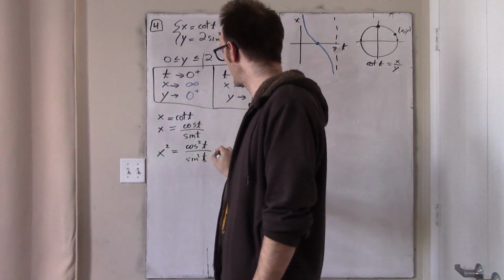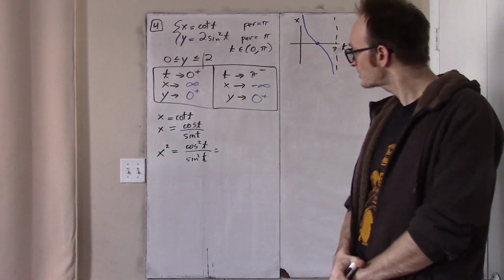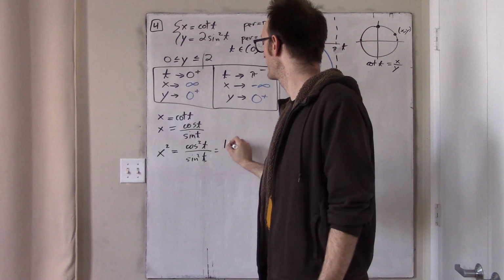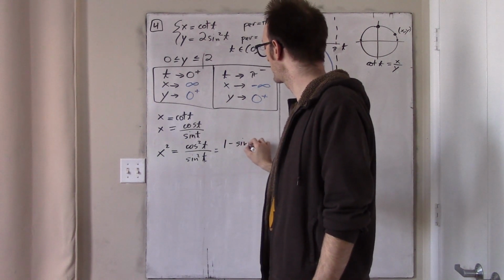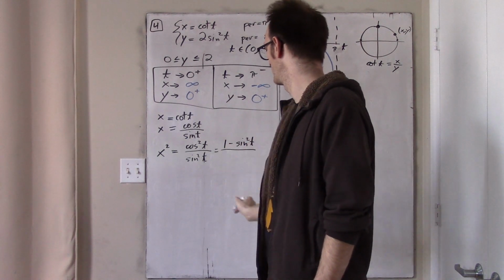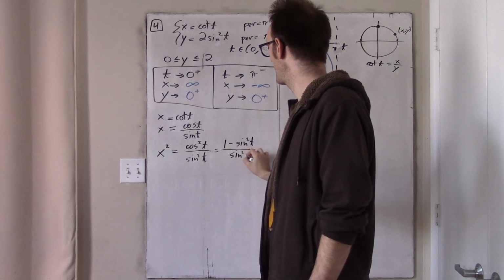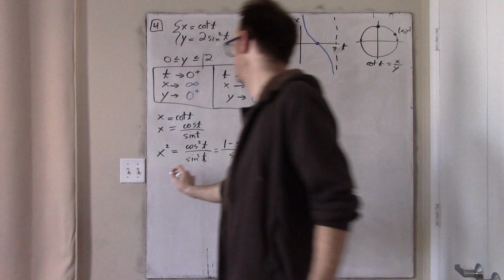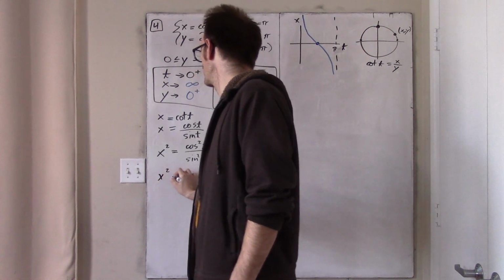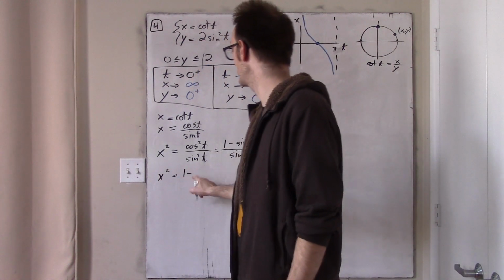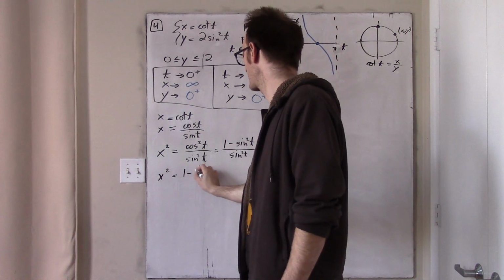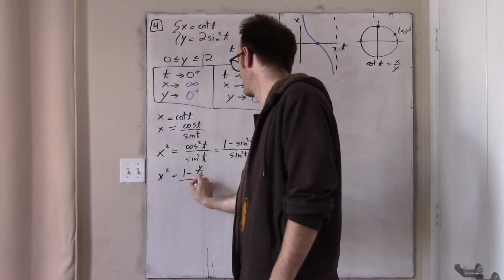And now I think I know what to do because I want to express everything in terms of sine squared. So really I want to write this as 1 minus sine squared over sine squared. And each of those can be rewritten as y over 2. And so I get x squared equals 1 minus, this sine squared is y over 2, so I just get y over 2 over y over 2.